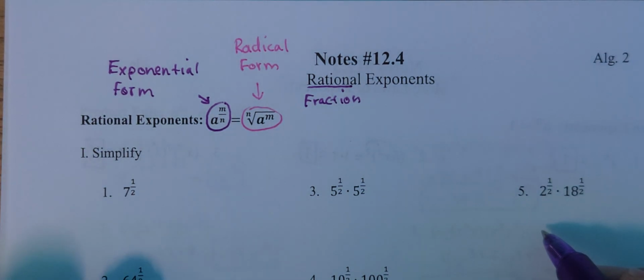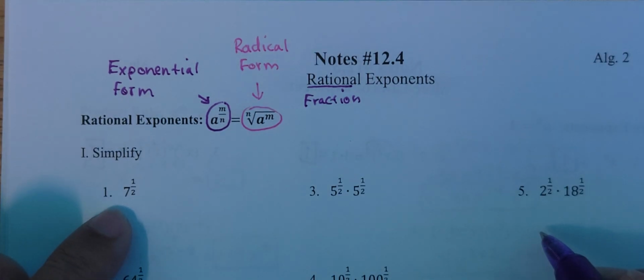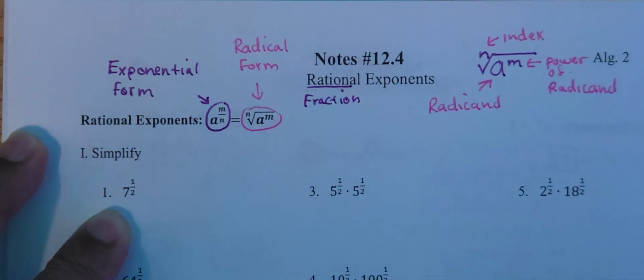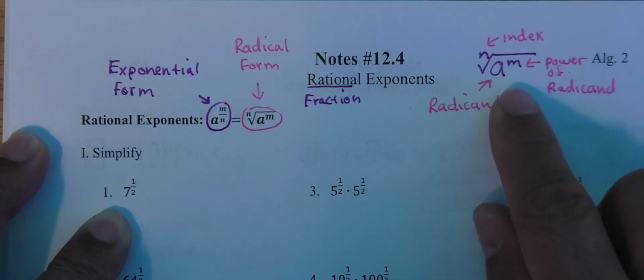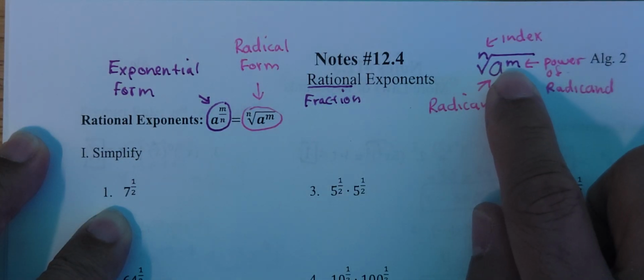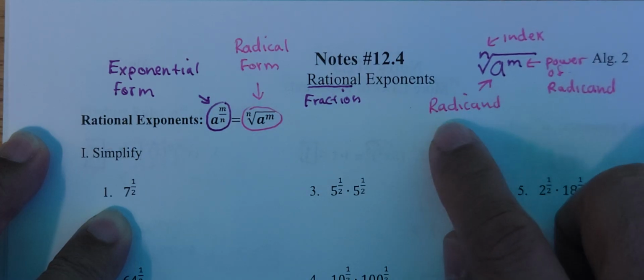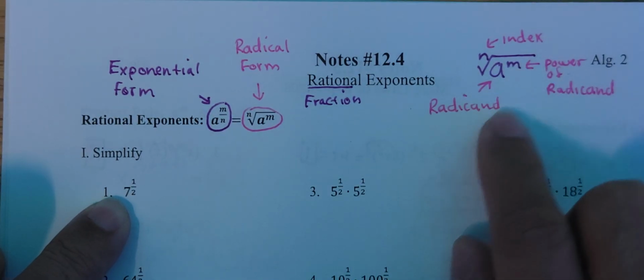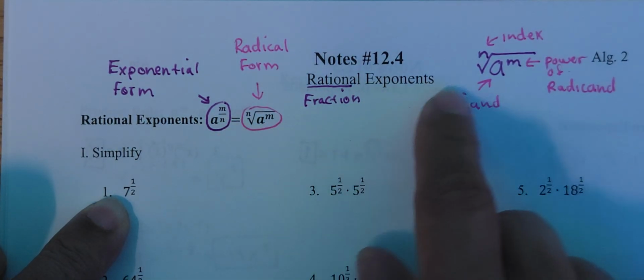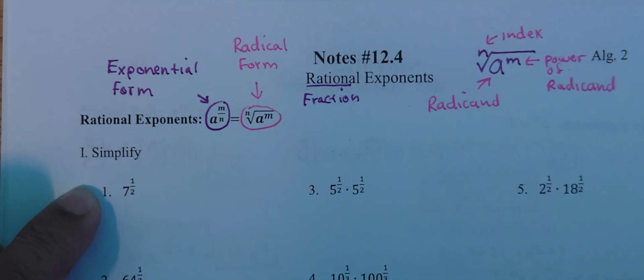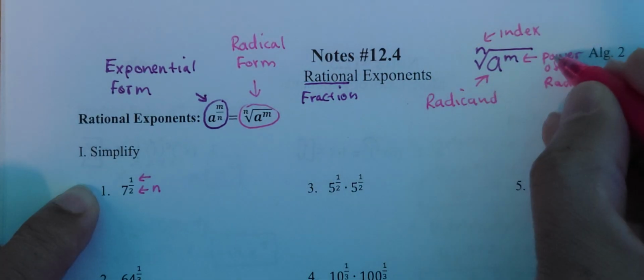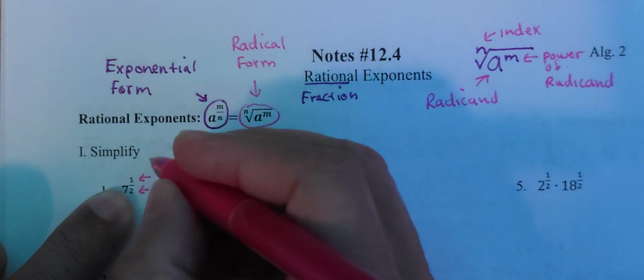If I'm given, for example, number one, don't forget what I said in class when it comes to rational exponents. You have this in your notes. This is the index of the radical, m is the power of the radicand, and a is the radicand. In example number one, the index goes in the denominator. So this is the index, n, and this is the power of 7, so it's a power of 1.